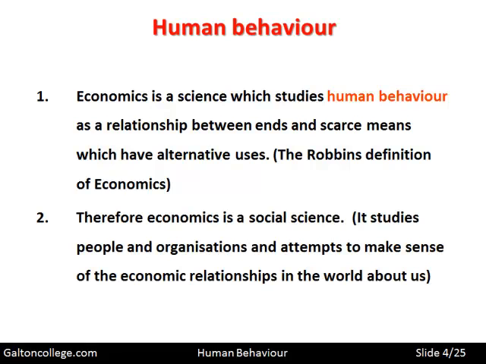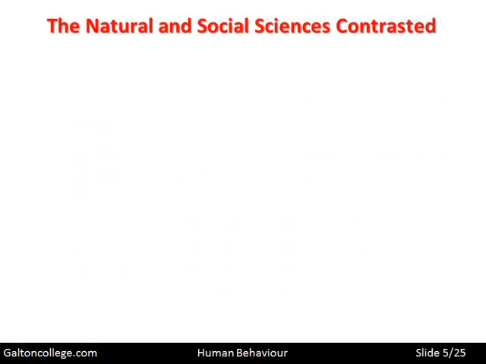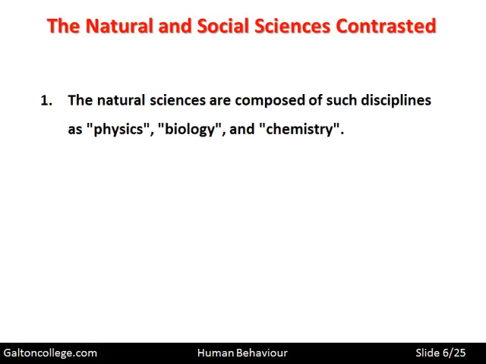So therefore, economics is a social science. It looks at people. It studies people and organizations and attempts to make sense of their economic relationships in the world about us. So insofar as economics studies human behavior, it is a social science. It's not a natural science. So let's contrast natural and social sciences.